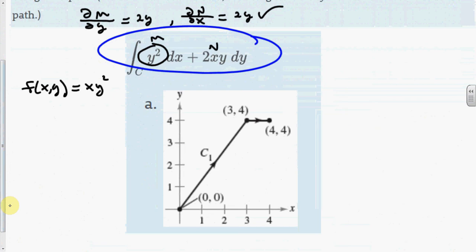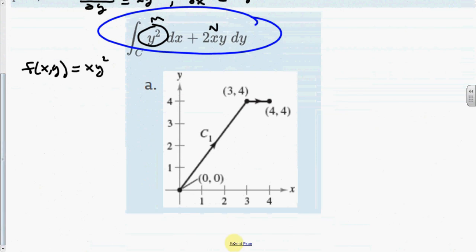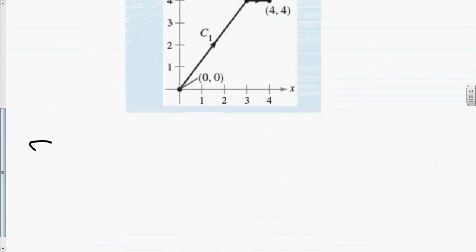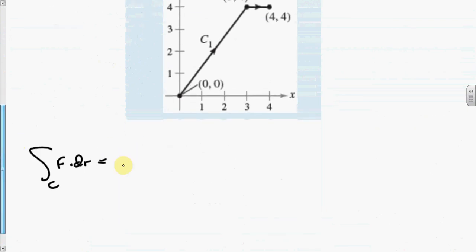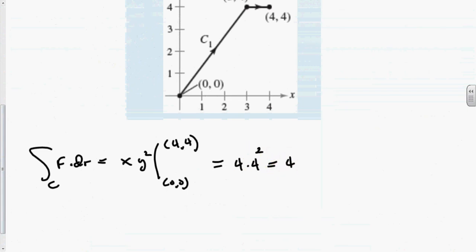So let's see. This line integral, remember it's that xy squared, evaluated from 0, 0 to 4, 4. So this is just 4 times 4 squared. That's just 4 to the third, 64.